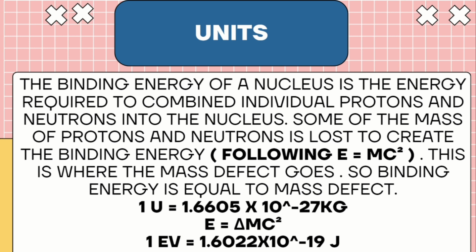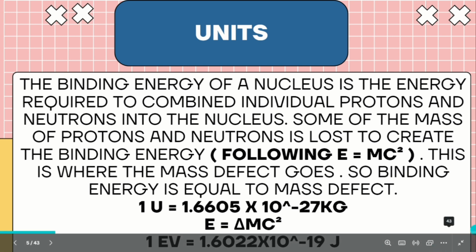So this is the formula that we need to balance the nuclear binding energy: E equals mc squared. This is where the mass defect goes, so binding energy is equal to mass defect.